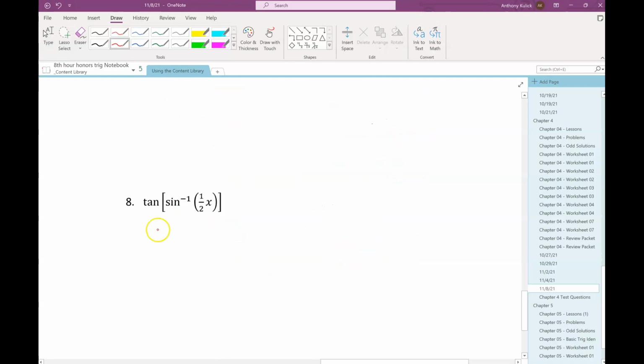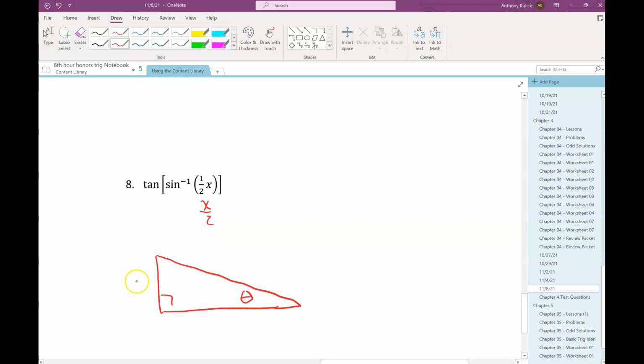Okay. Just FYI here, Maddie, I'm going to think of 1/2 x as just x over 2, because that just makes life a little bit nicer. So I'm going to build my right triangle. Sine is opposite over hypotenuse. And tangent is opposite over adjacent. So I need to figure out what this adjacent side is.